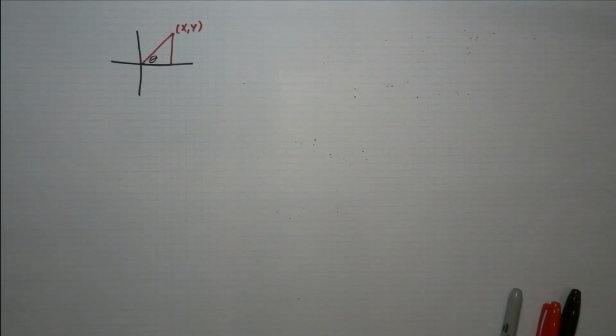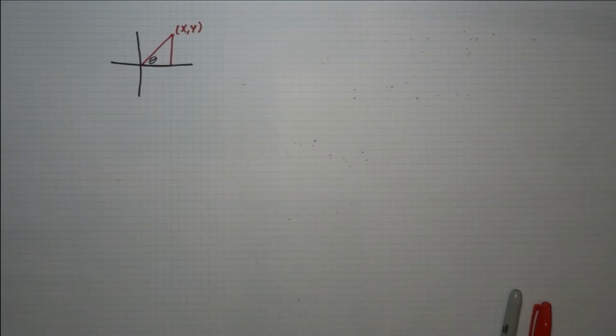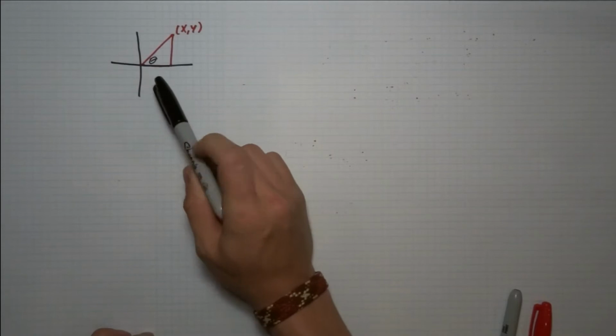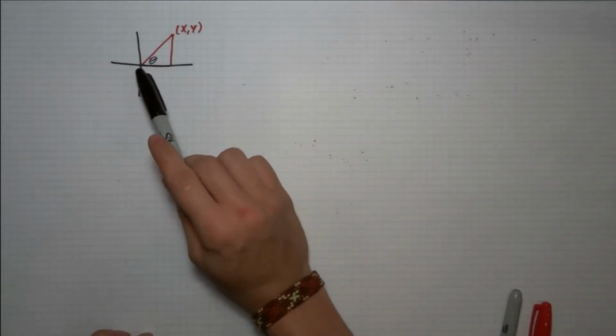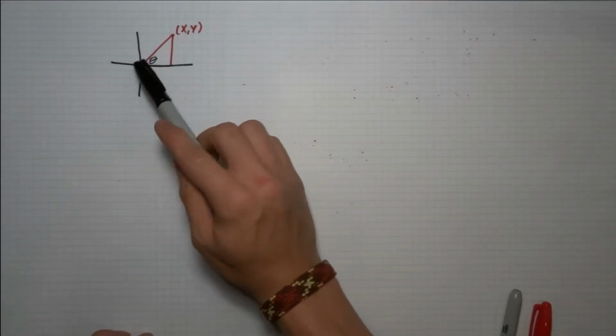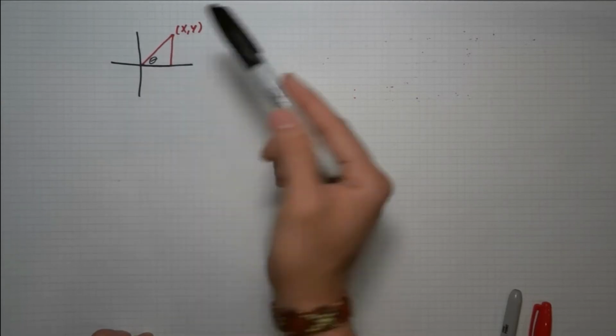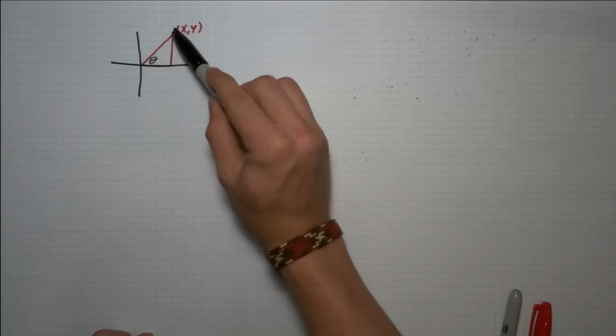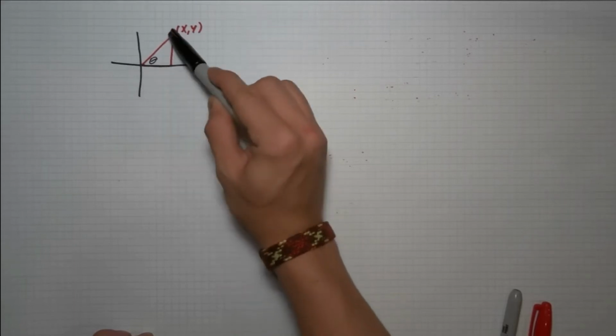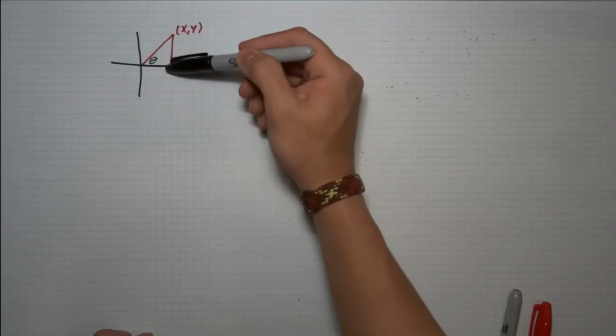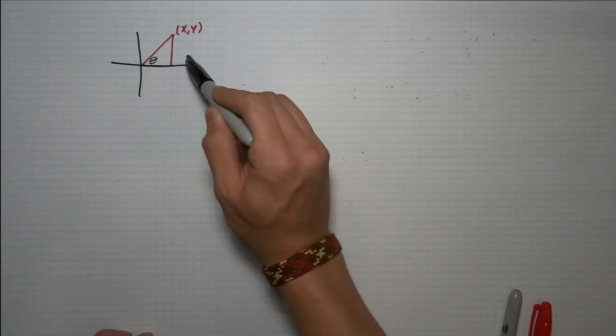So we're going to be finding the trig ratios of reference triangles. A reference triangle refers to the triangle made between the terminal side of an angle and its reference angle. So for this angle right here, this is going to be the terminal side, and the reference angle is going to come down to this x-axis right here.